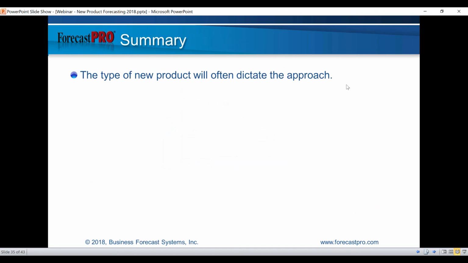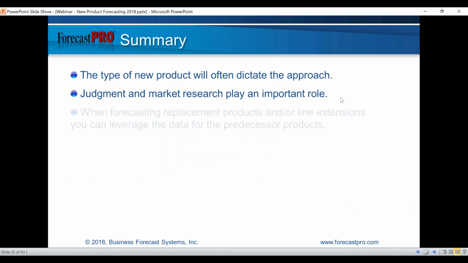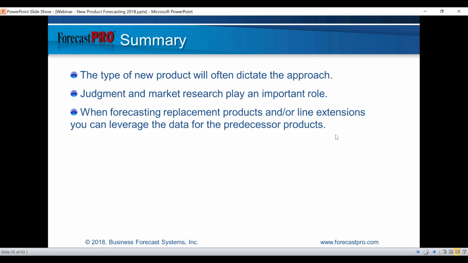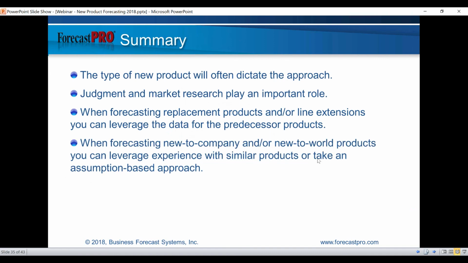The type of new product will often dictate the approach when generating a forecast. Judgment and market research will always play an important role in new product forecasting, pretty much by definition. When forecasting replacement products or product line extensions, we have a lot of data. We can leverage the data for the predecessor products, we can leverage the data at the category level, and there's a lot of things we can do. When forecasting new to company or new to world, things are harder. We don't have the internal data. We may or may not have external data that helps us out. Okay.